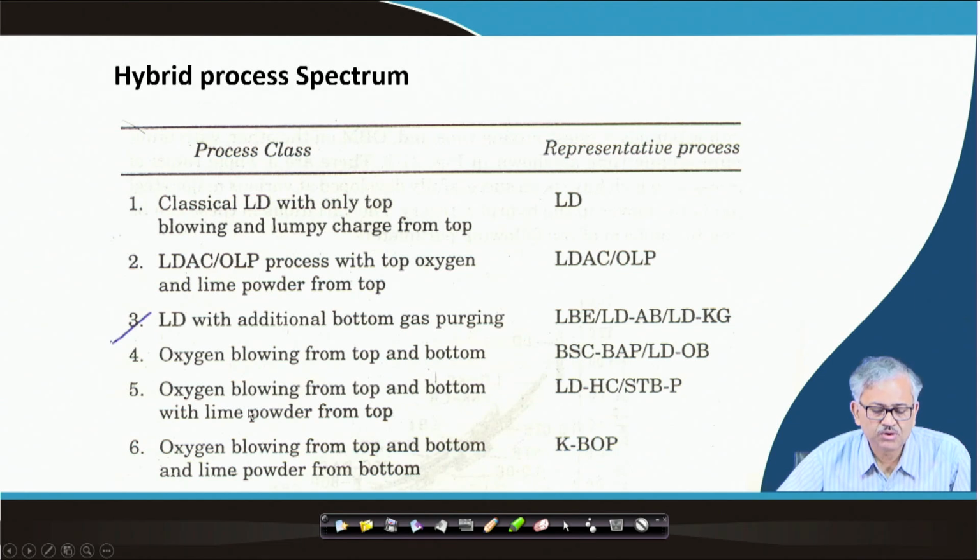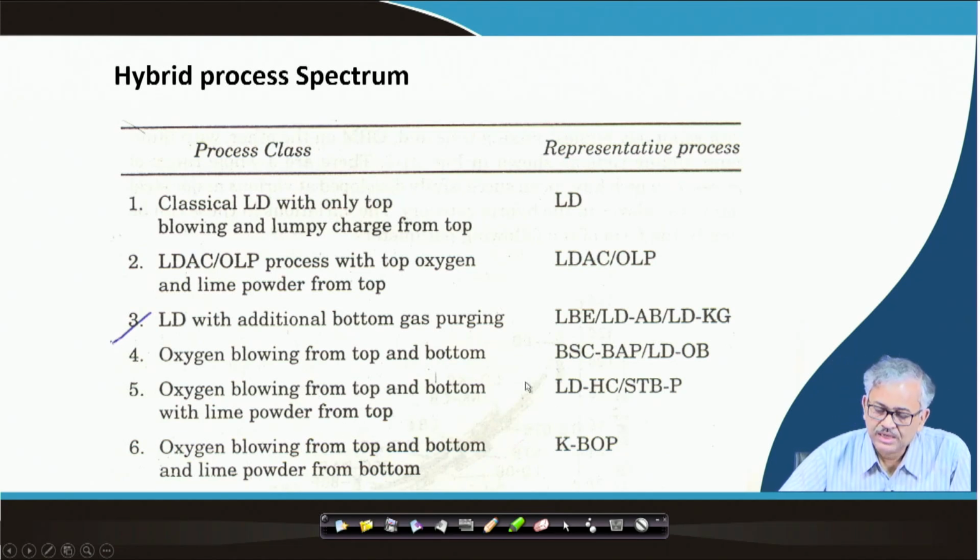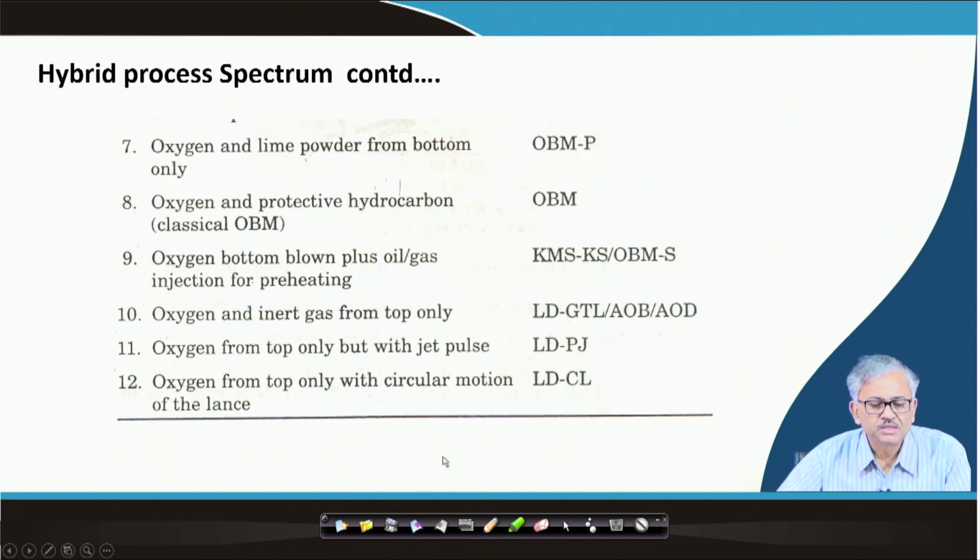Oxygen blowing from both the top and bottom, and with lime powder from the top. Lime powder from the top and oxygen, that is the LDHC and STB processes. Oxygen blowing from top and bottom, and lime powder from the bottom, is just a little process variant. Here you are charging the powder from the bottom. Then you can see oxygen and lime powder from the bottom only.